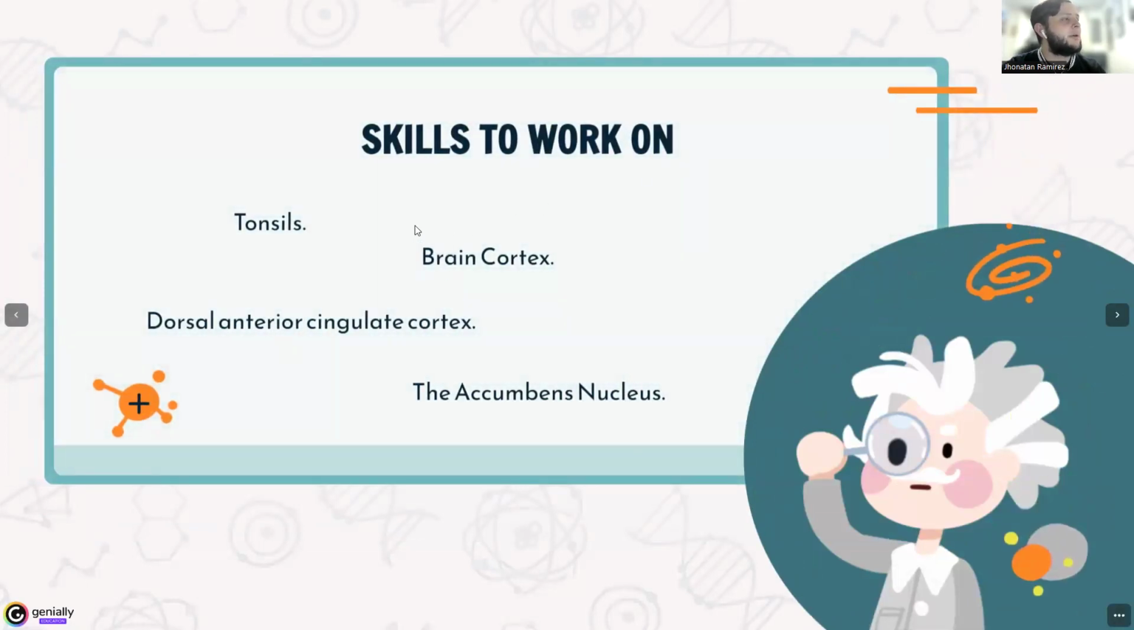The parts of our brain that we are focusing on are going to be the tonsils, the brain cortex, the dorsal anterior cingulate cortex, and the accumbens nucleus. Okay, these parts of our body are going to be really remarkable because they stimulate, for example, our emotions. Yeah, they try to tell us, for example, how to act correctly depending on the situation.